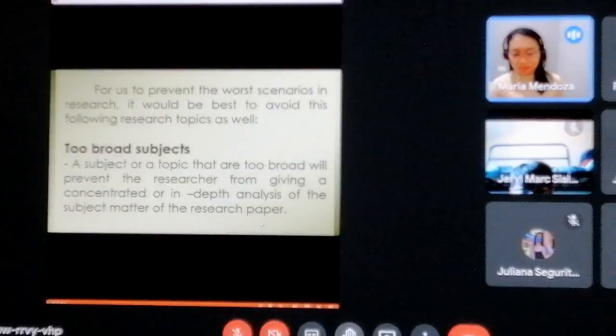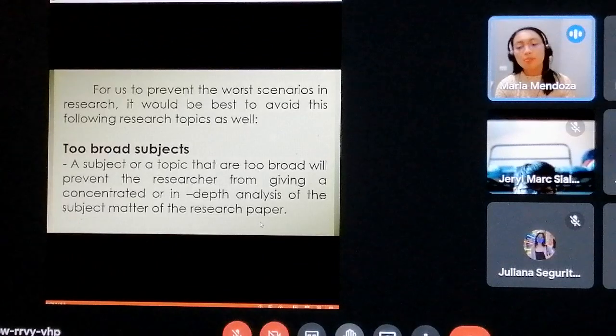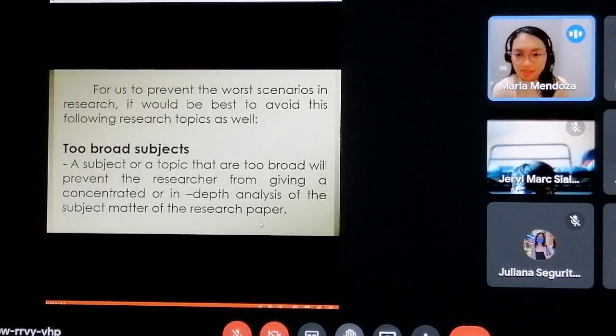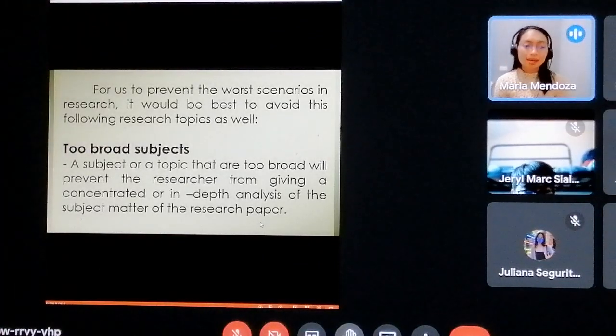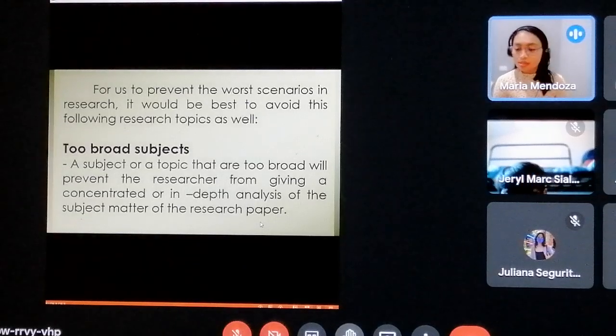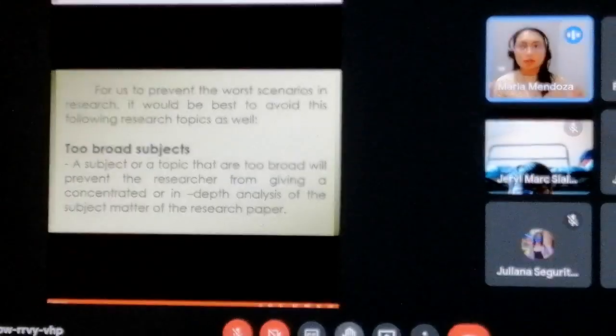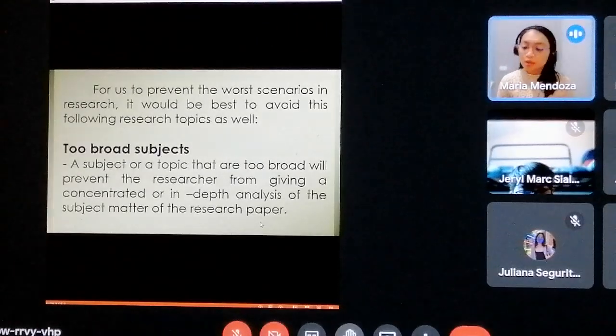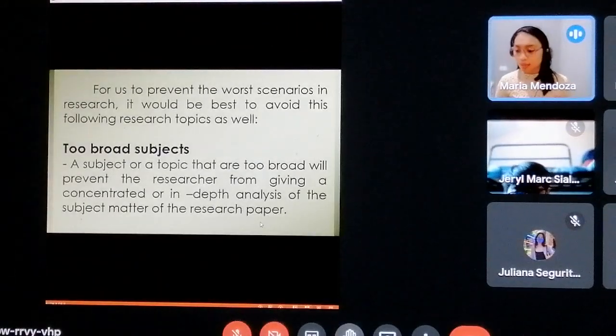Please be very specific, just like your research topics. I haven't returned the STEM D papers yet, but I have read some of them, so I have my comments there. Who are your target respondents? Your target respondents will also be included in your research topic, in your research title.